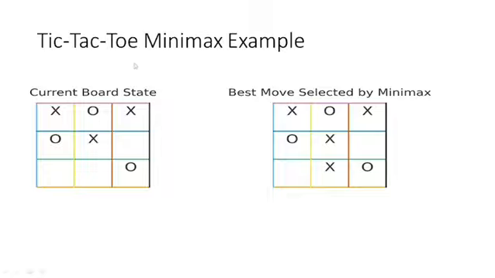This is a diagrammatic representation of the Tic-Tac-Toe game. Here is the current board state and here is the best move selected by the min-max algorithm. When O is written by the player and X is written by, suppose, the AI, that is the algorithm, then the min-max algorithm will choose the next move, the best path to win.